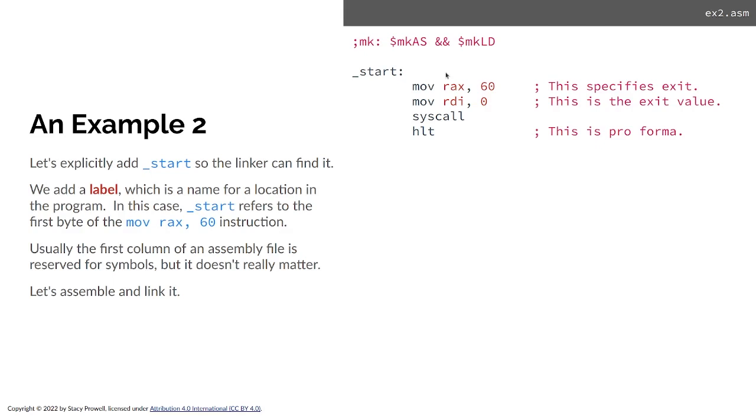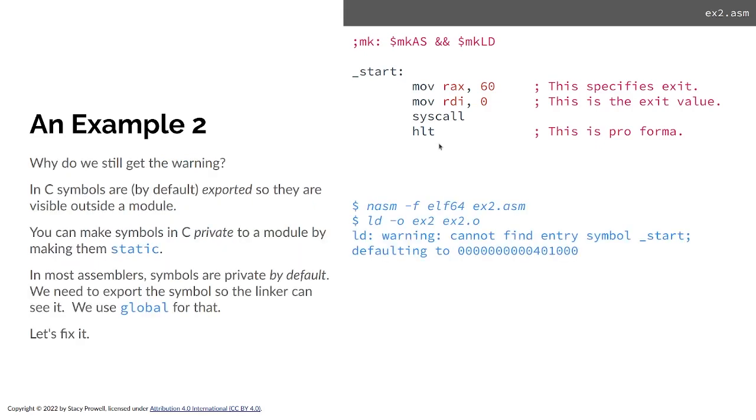So here's a label, underscore start, which represents this location. That's great, because now we're explicitly telling the linker, I want you to start here. This is my code on entry. Now, when we link it, we get the same warning. What's happening here? We put the start symbol here. It has a start. It can't find it, even though it's the first thing in the file.